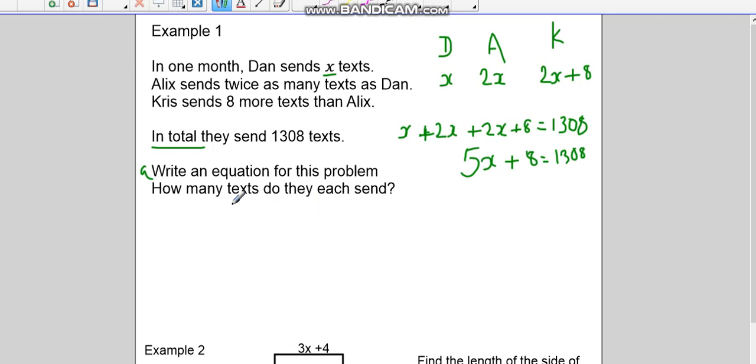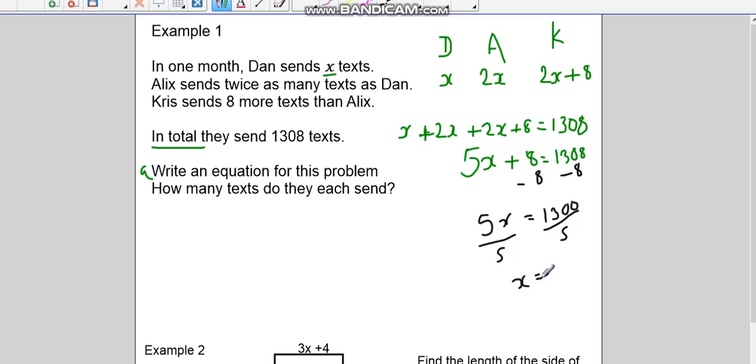Now we've got the question, how many texts do they each send? Well, in order to answer that question, I need to know what x is worth. So let's solve this for x. Let's change colour. So I need to take 8 from both sides, and that gives me 5x equals 1,300. And then I need to divide by 5 to find x.